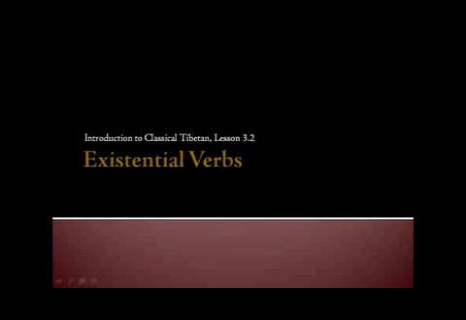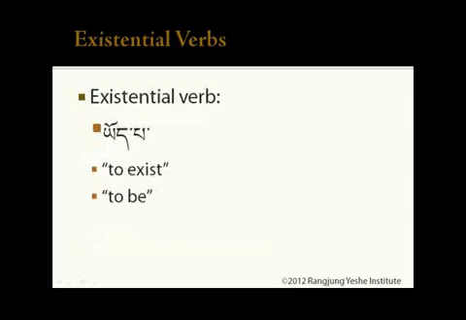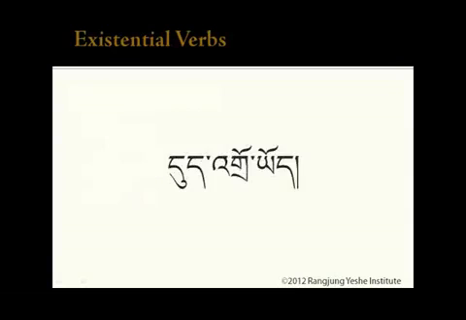Introduction to Classical Tibetan, Lesson 3-2, Existential Verbs. The most common existential verb is yupa. It means to exist, or can sometimes be translated as to be. For example, the sentence dudo yu means animals exist, or there are animals. Sometimes yu simply shows existence, but more often than not, it shows existence in a location.